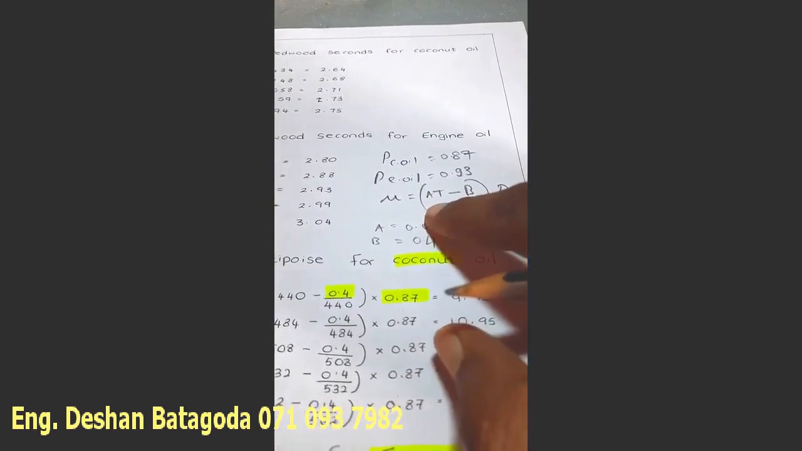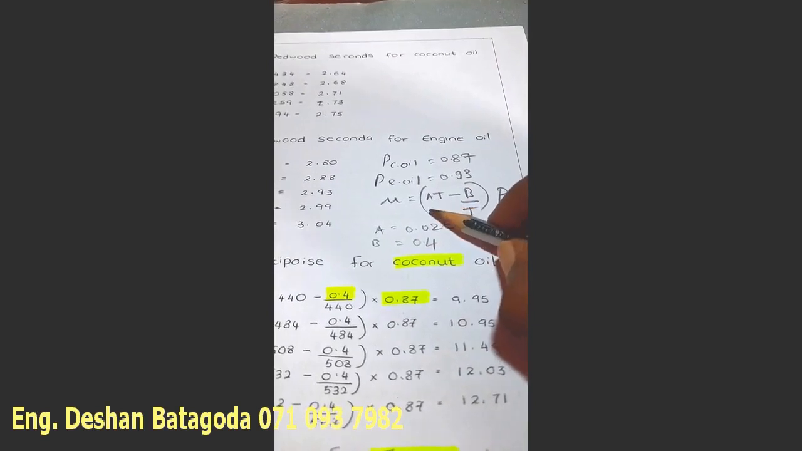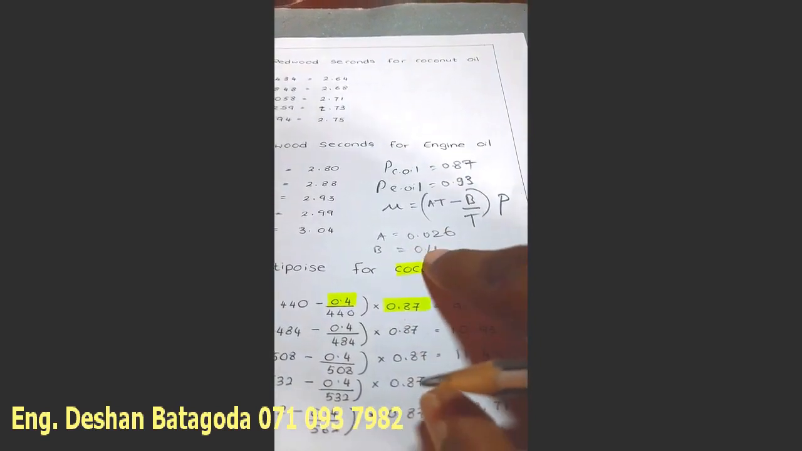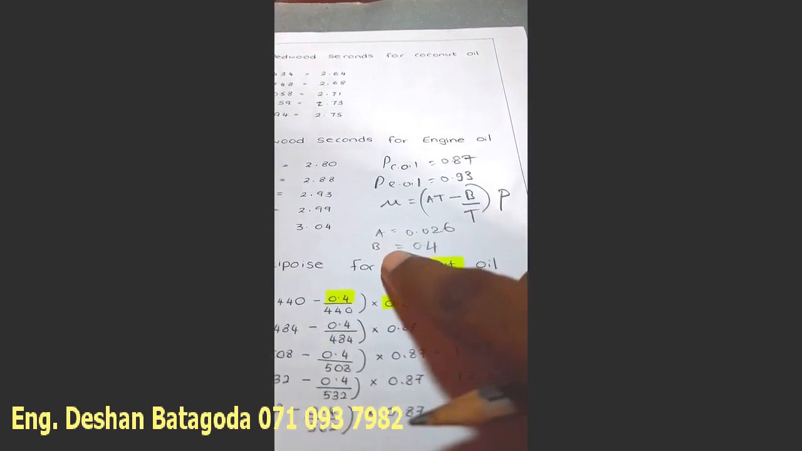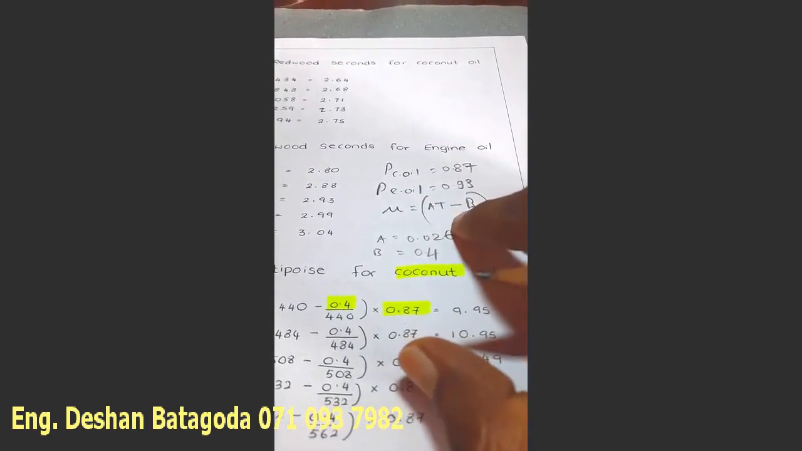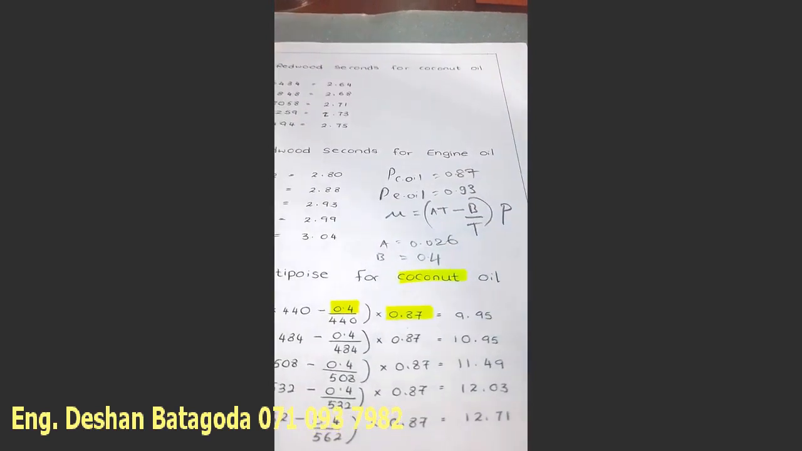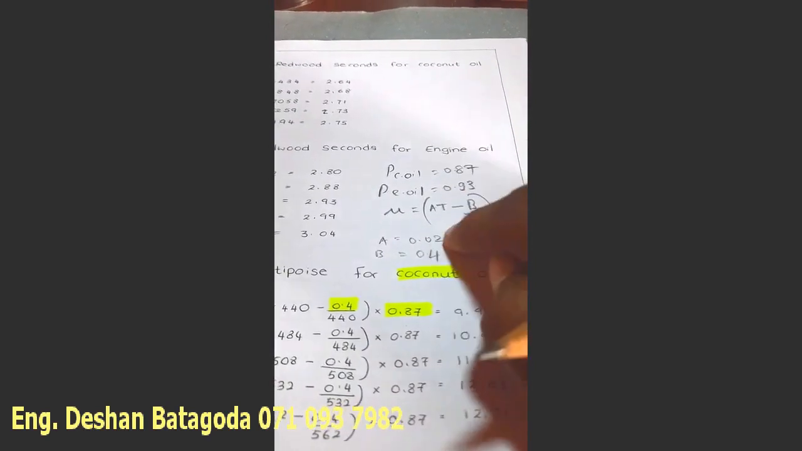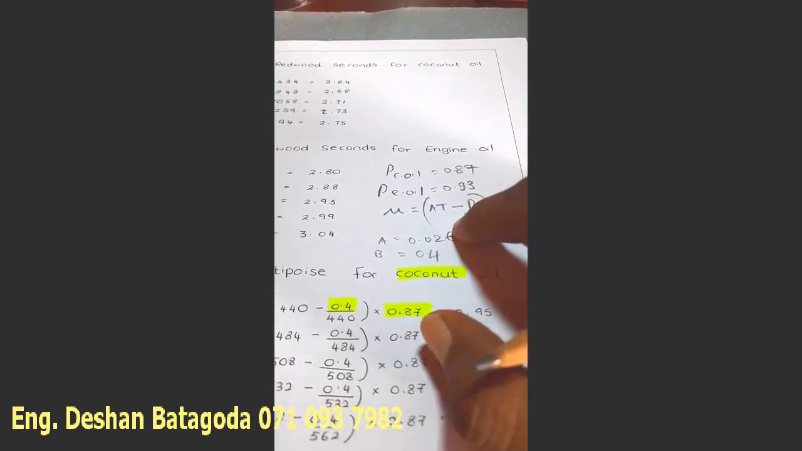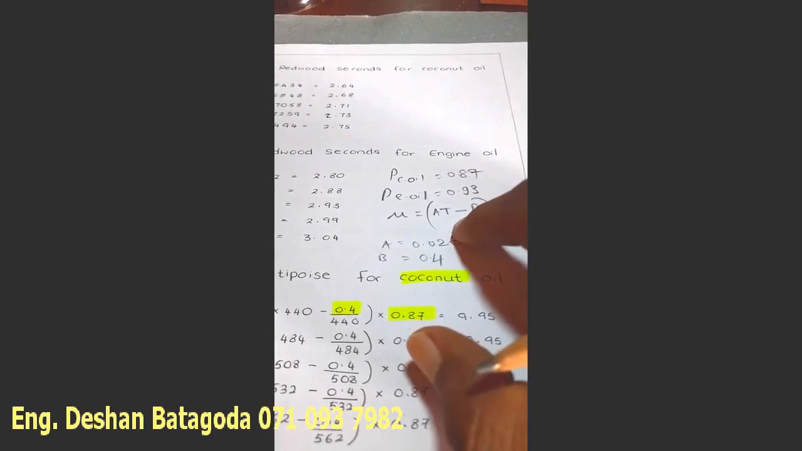Now this A is a constant, which we call the instrument constant, and B is also an instrument constant, right? The value of A is 0.026, and the value of B is 0.4. And what is T? T is the viscosity that you have calculated in Redwood seconds. That is why I'm telling you that before performing this calculation, we must know the viscosity in Redwood seconds.